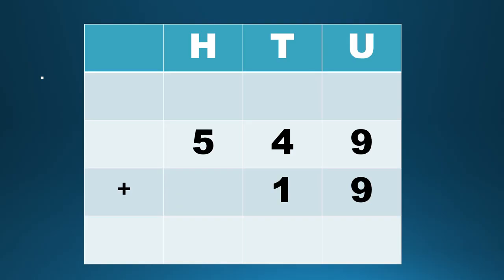Let us now add 549 plus 19. So we have 9 plus 9. The answer is 18. So we write 8 in the units place and carry over the 1 ten to the tens place. 4 plus 1 plus the carryover. The answer is 6. Now there is nothing that can be added in the hundreds place because there is only one single digit. So 5 plus nothing is 5. So the answer is 568.